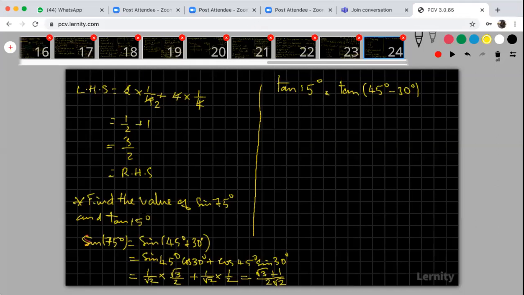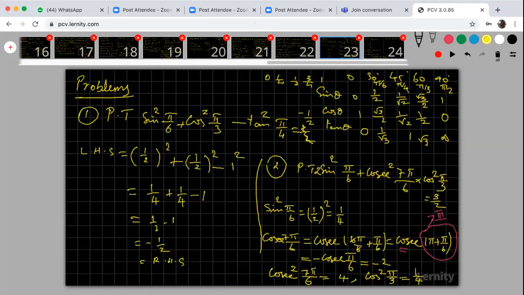Right. Which problem do you want? Sin 75 or this problem? This problem is very simple. I am just finding the value of sin square pi by 6. Here a table is given, and the pi by 6 value is there. Just apply it. Now cosecant 7 pi by 6 is more than 90 degrees. We have a table only up to 90 degrees. We know the values for all the trigonometric functions up to 90 degrees, but 7 pi by 6 is more than 180. 7 pi by 6 is pi plus pi by 6, that is 210.